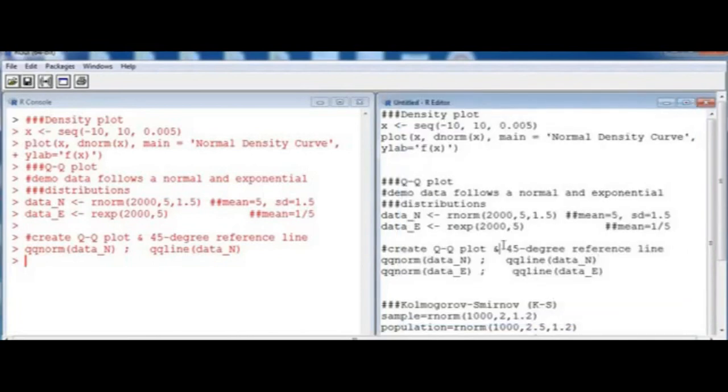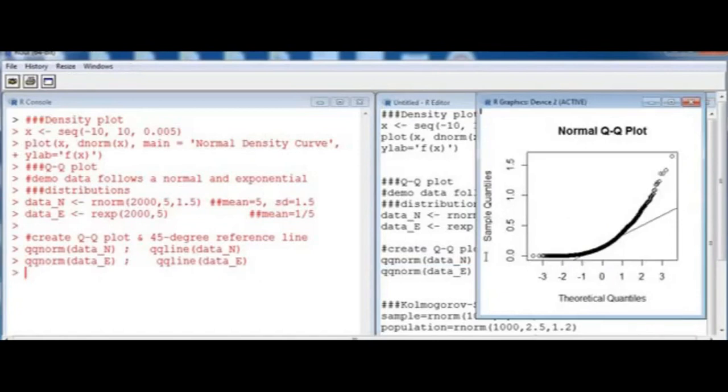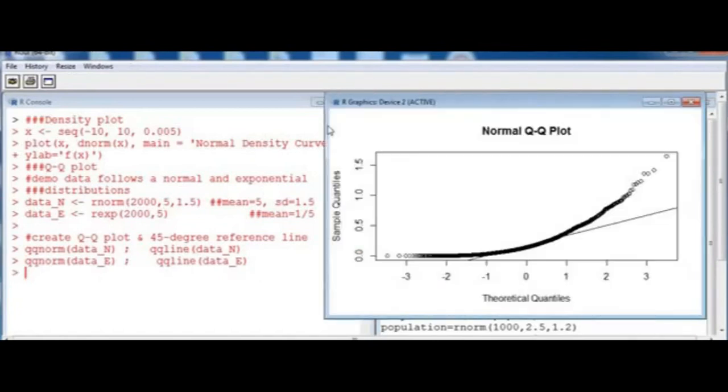Then let's see how the situation will look if the data is following a non-normal distribution. See, the deviation can be easily visualized, which is specifically saying that the data is not following a normal density curve, and a significant deviation of the sample has been observed from the 45-degree line.